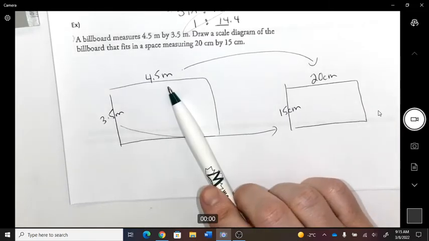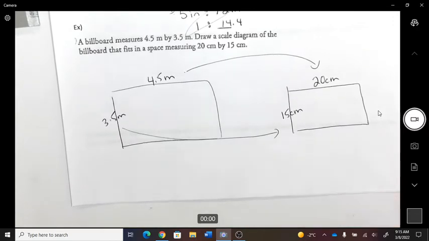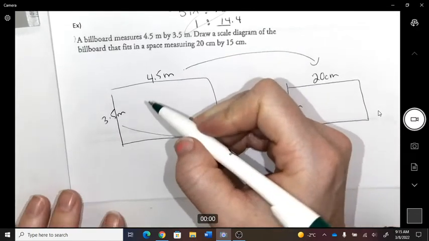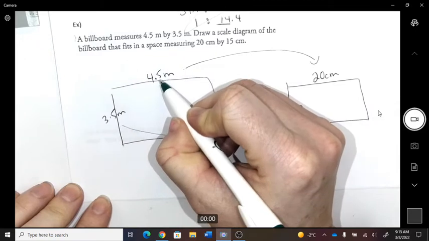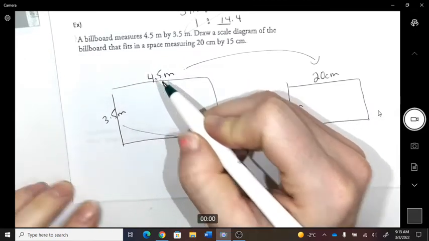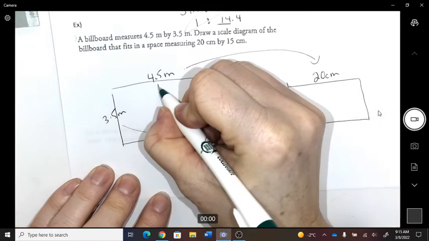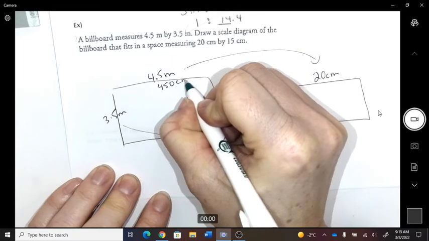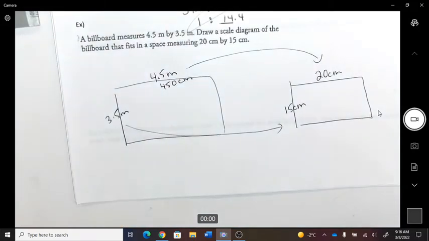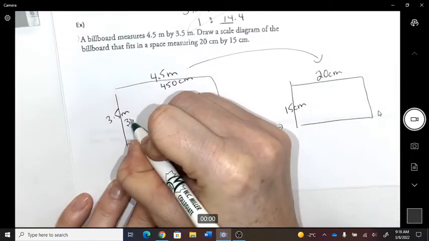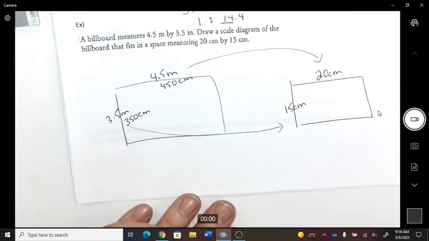Okay, this is in meters, this is in centimeters. That's awkward to work with. So, can you change this number to centimeters? So what do we know about a whole meter, do you remember that number? 100? So 450 centimeters, 350 centimeters.